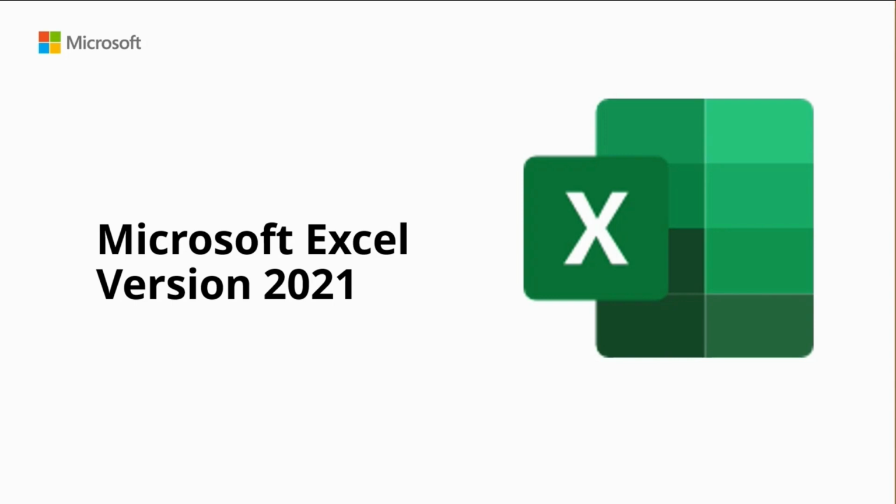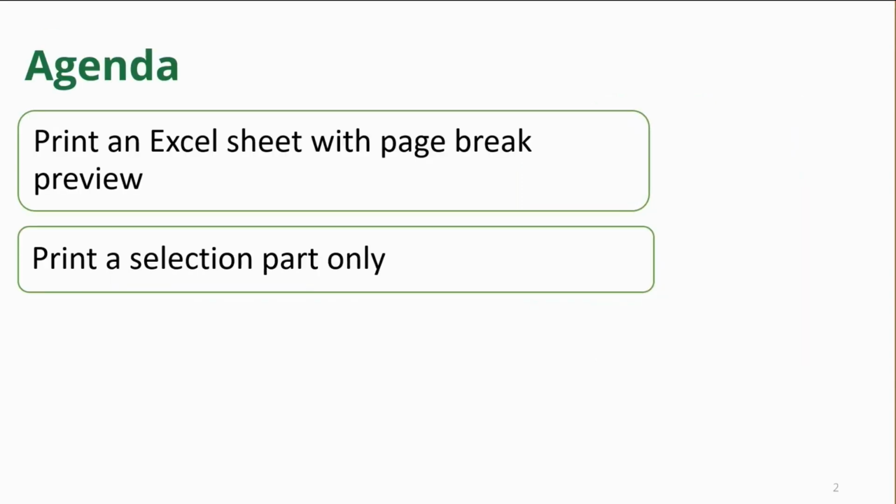We will be starting today with printing an Excel sheet with a page break preview and then printing a selected part only. Now, the reason behind learning this for printing is, all of you know how to print a document. But Microsoft Excel specifically has features where it helps and simplifies your printing of a document.